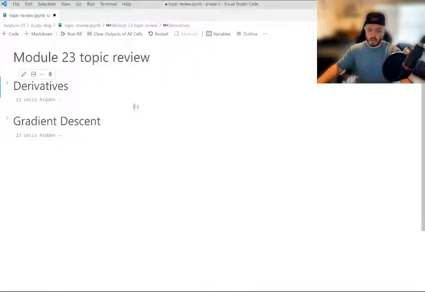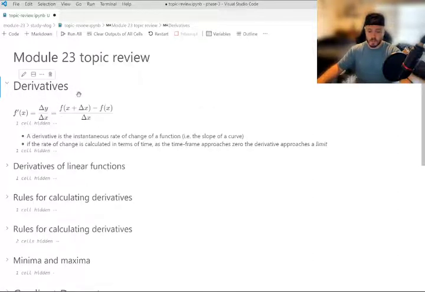So, we're in Module 23. The first thing that we are going to talk about is derivatives and just a little bit of calculus around that. And then we're going to talk about how the derivatives are used in this optimization algorithm called gradient descent. And then at the very end, I'll show you a code snippet of basically how this is all applied in Python. So, to begin with, derivatives.